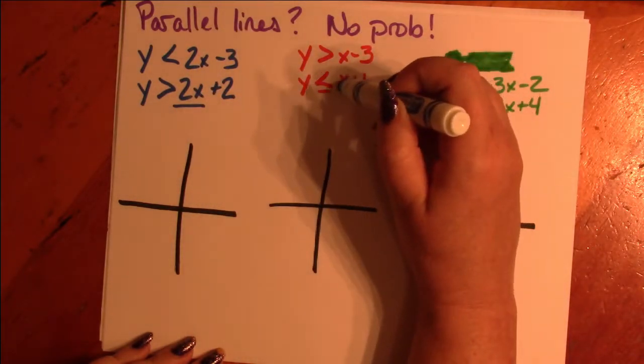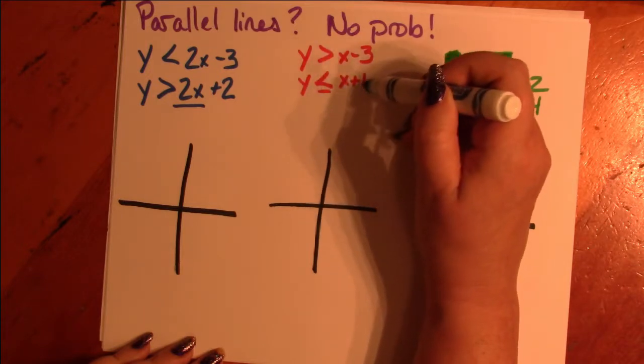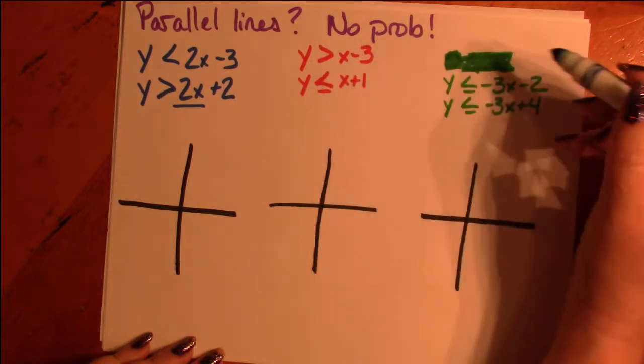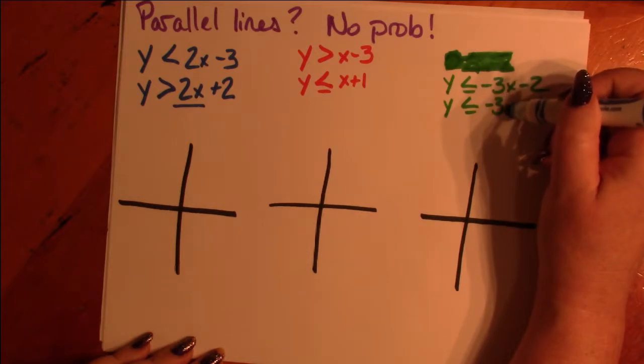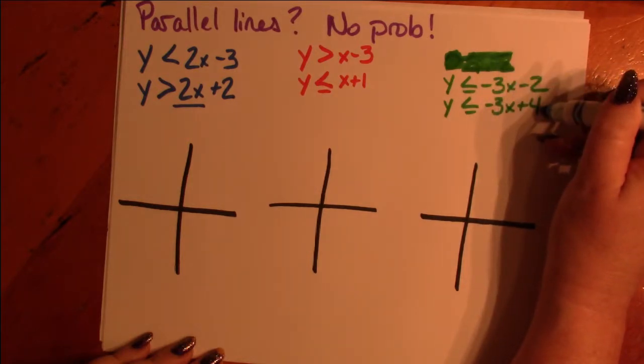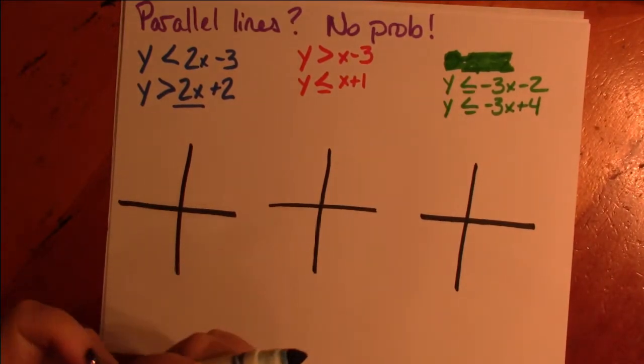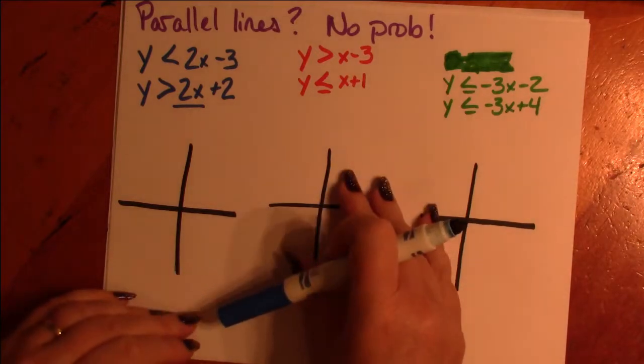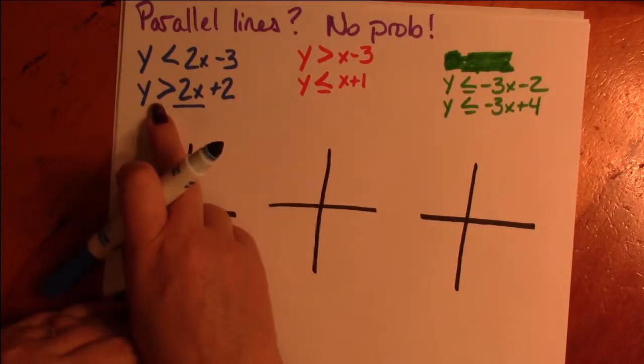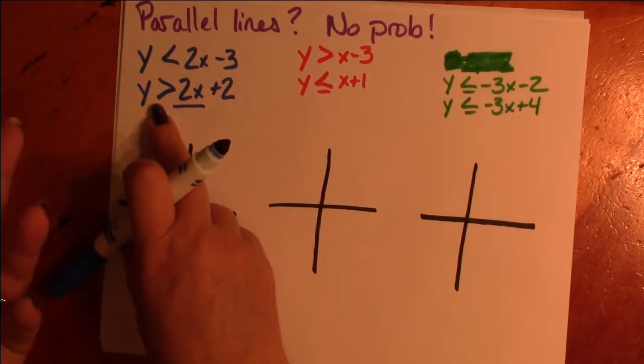These 2 lines have a slope of 1, so they're going to be parallel because they start in a different place. These 2 lines have a slope of negative 3, but they start in a different place, so they're going to be parallel. Now, the question is, do these overlap? Well, as lines, they do not, but perhaps as areas, they do, and you have to figure that out.